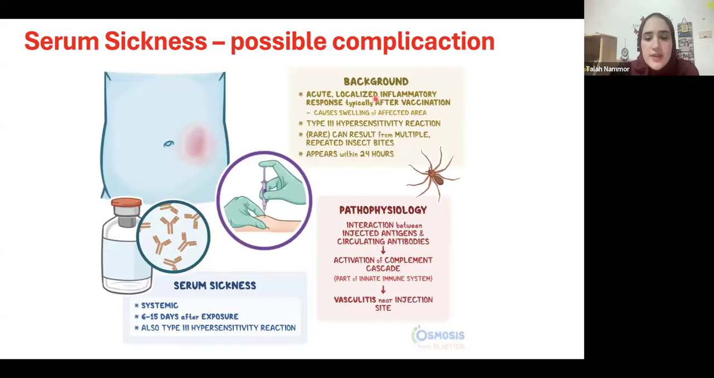But one thing that we're scared of when we're giving passive immunization is serum sickness. From the name, serum sickness.